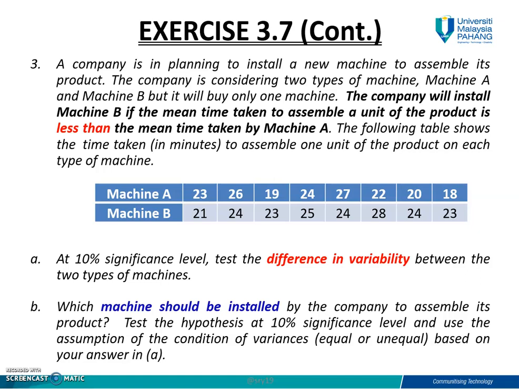Right, so if you read here, a company is planning to install a new machine to assemble its product. The company is considering two types of machine, machine A and machine B, but will buy only one machine. So that's the story. The company will install machine B if the mean time taken to assemble a unit of a product is less than the mean time taken by machine A.